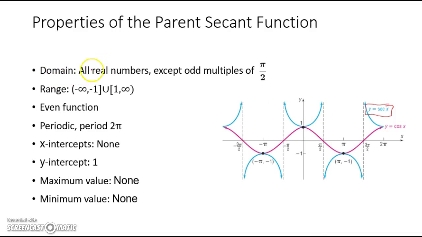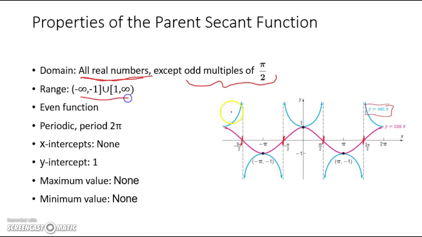So the domain of secant of x is all real numbers except odd multiples of pi over 2. You can see at all of those odd multiples of, not x over 2, pi over 2. Of the odd multiples of pi over 2, secant is going to have a vertical asymptote. So we want to identify where those are and pull those out of the domain.